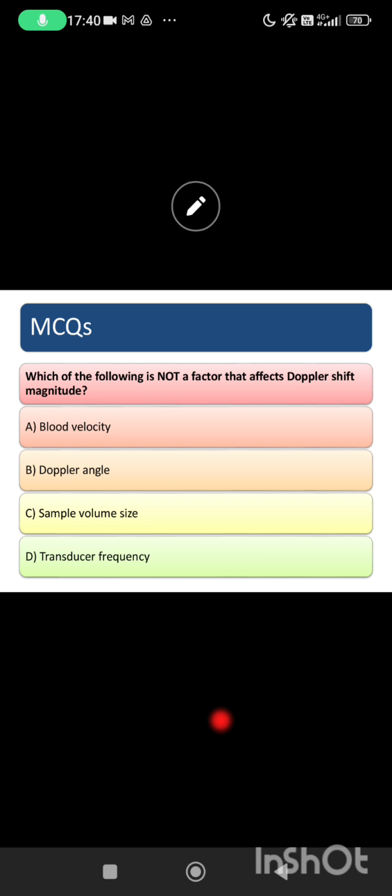Okay, Tasween, how does blood velocity affect Doppler shift magnitude? Directly related or inversely related? Directly related. Okay, good. What about the transducer frequency? It is also directly related. And what about the Doppler angle? Inversely related. Yes, angle is inversely related. And sample volume size does not affect Doppler shift magnitude.